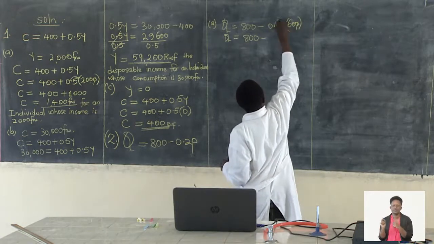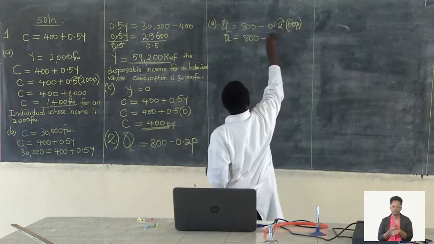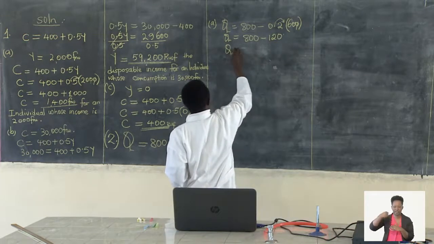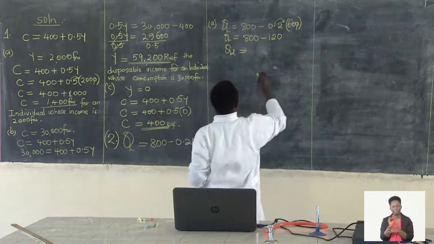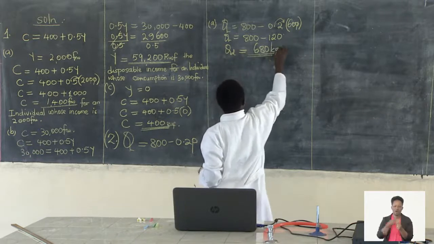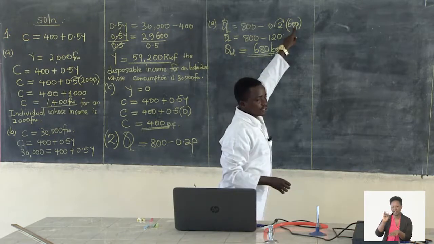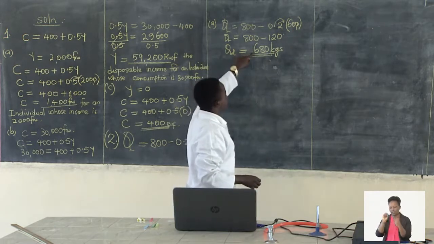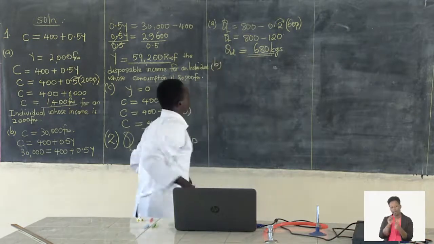This 0 takes away the decimal point, then you remain with 2 times 60. 2 times 60 is 120. So our quantity demanded will be, if you get 800 and take away 120, you remain with 680. So this will be our quantity demanded of that commodity when the price is 600. When the price of the commodity is 600, the quantity demanded will be 680 kilograms. So that is part A of that question.